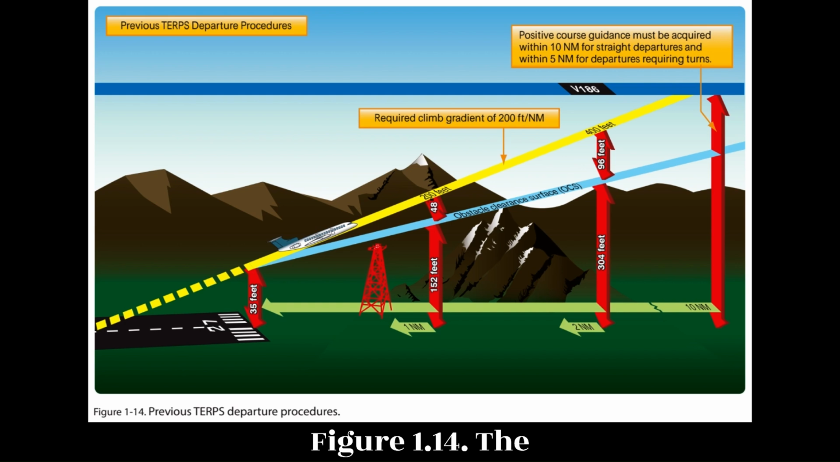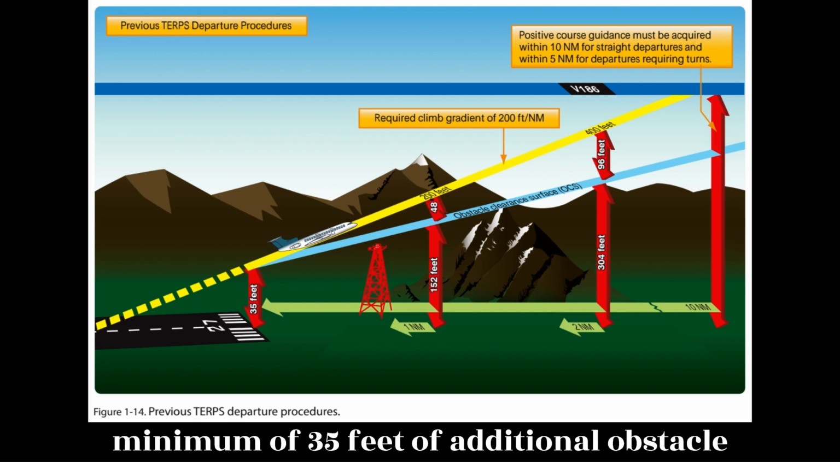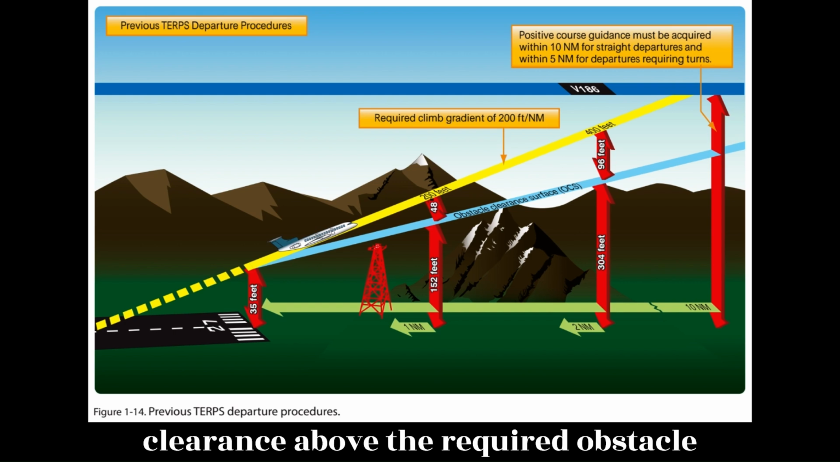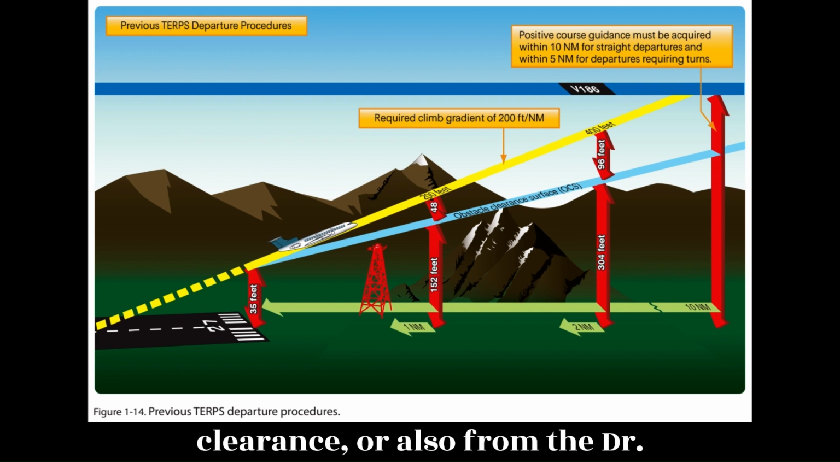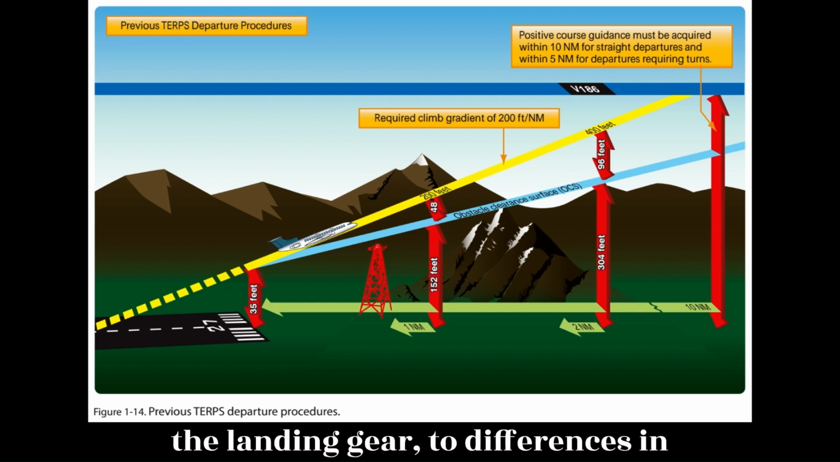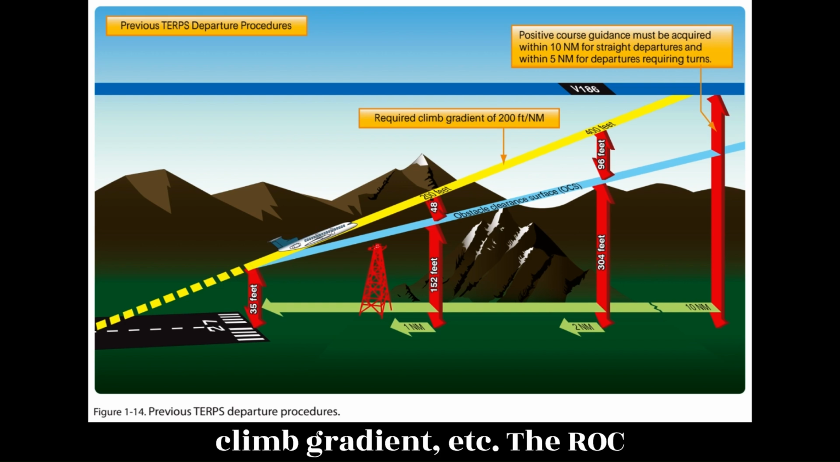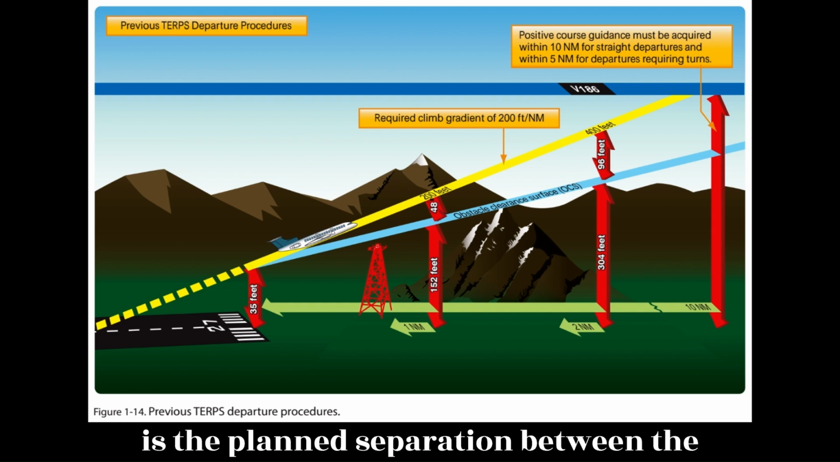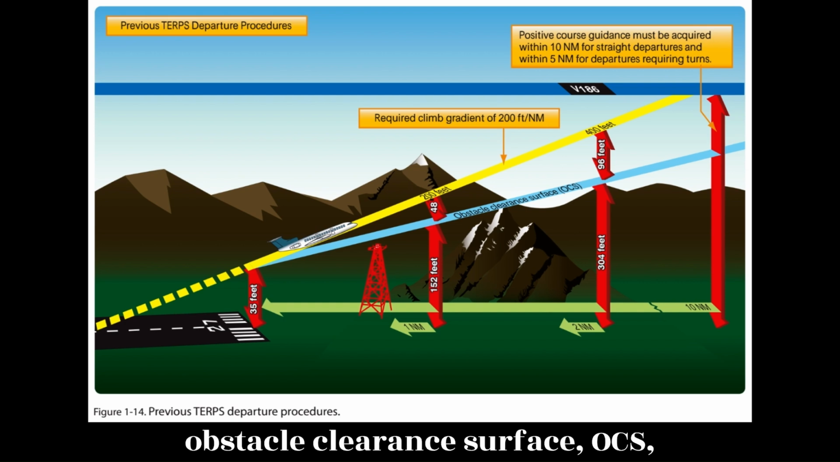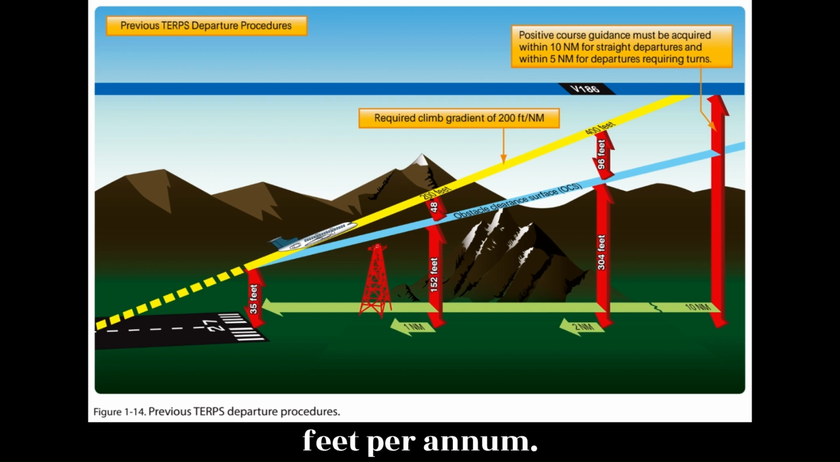Figure 1-14. The aircraft climb path assumption provides a minimum of 35 feet of additional obstacle clearance above the required obstacle clearance, ROC, from the DER outward, to absorb variations ranging from the distance of the static source to the landing gear, to differences in establishing the minimum 200 feet per nm climb gradient, etc. The ROC is the planned separation between the obstacle clearance surface, OCS, and the required climb gradient of 200 feet per nm.